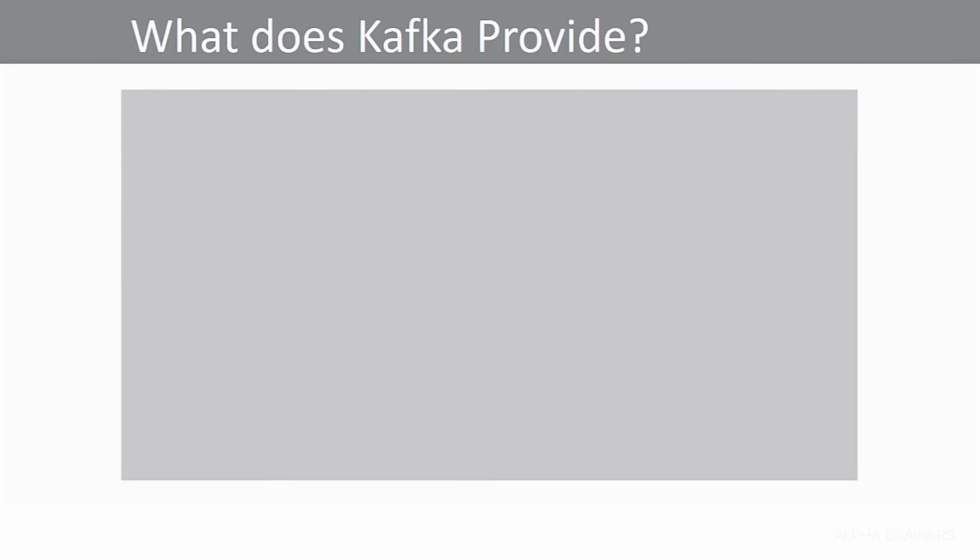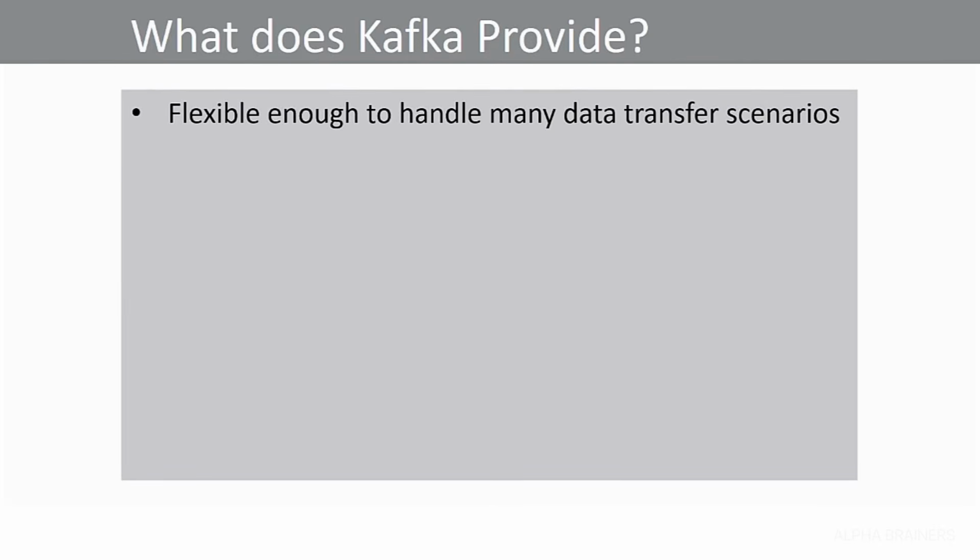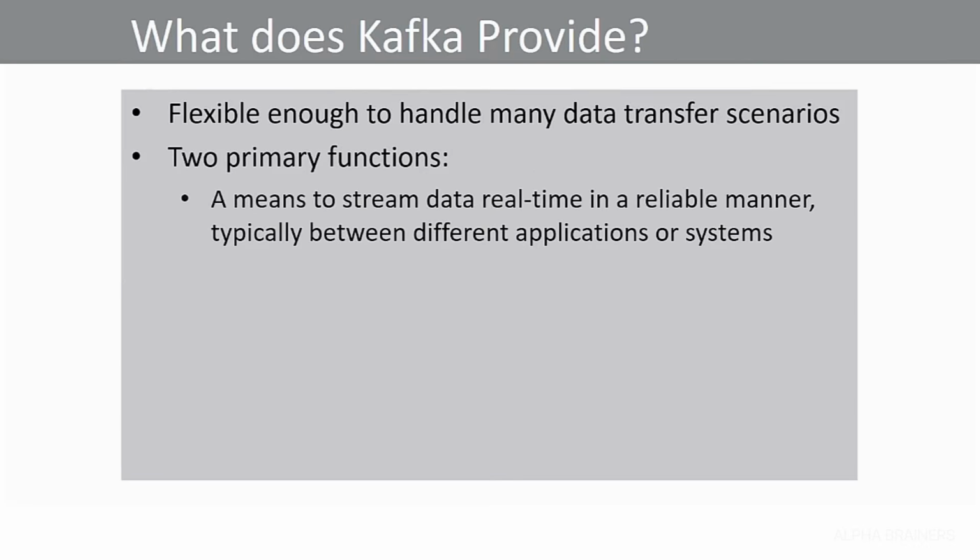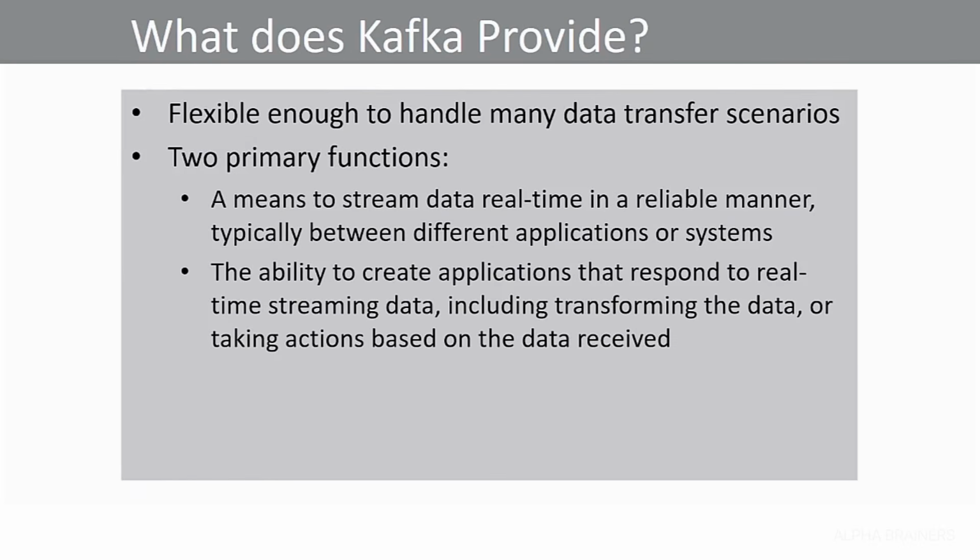So what does Kafka actually provide? A really flexible scenario so you can handle many different types of data transfer situations. It has two primary functions. It has the means to stream real-time data in a reliable, fault-tolerant method. And also the ability to create applications that respond to the real-time data, including transferring the data using that stream operation I talked about before.